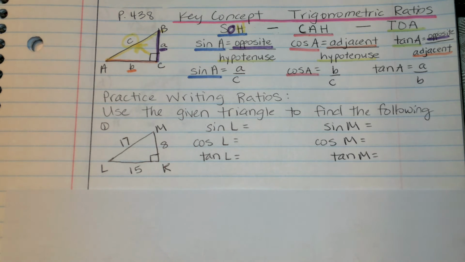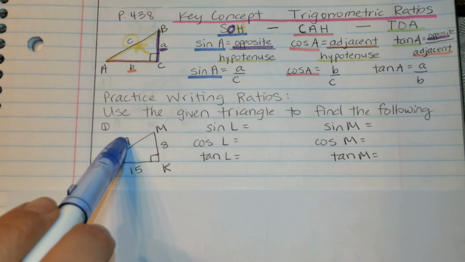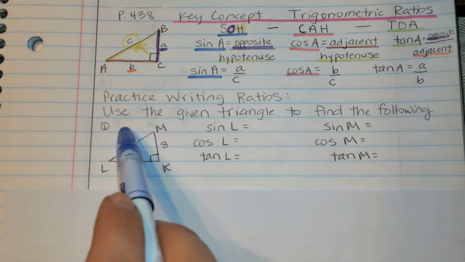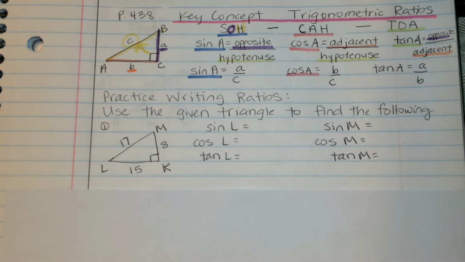Okay, so practice writing ratios. Use the given triangle to find the following. So we're not finding the side lengths. As you can see, we have 3 side lengths: 8, 15, and 17. And just so you know, if we did the Pythagorean theorem, a squared plus b squared equals c squared, this would work. It would be a right triangle. But what we're doing that's different for this section is learning these trigonometric ratios.